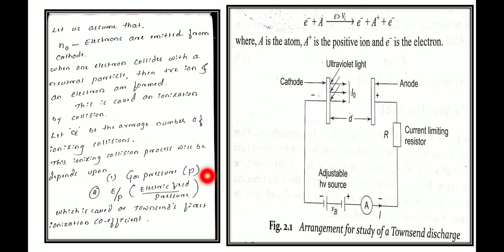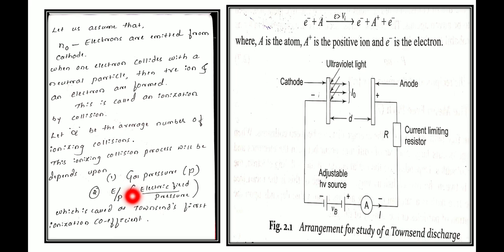So this ionization by collision process depends upon two factors. The first one is gas pressure, which is represented by P, and the other is the electric field to gas pressure ratio. This ratio E divided by P is called what? Townsend's first ionization coefficient. Keep it in mind, this is very important. This E divided by P is nothing but the electric field to gas pressure ratio.